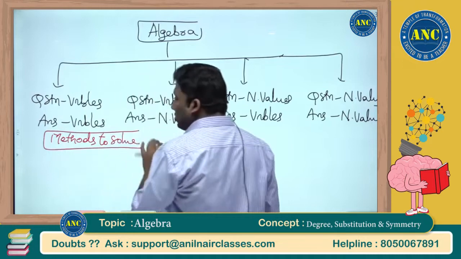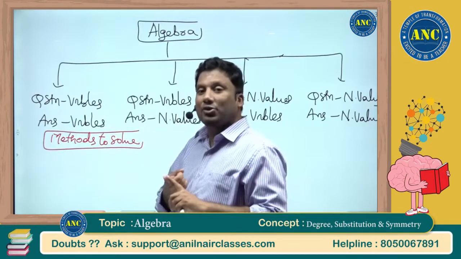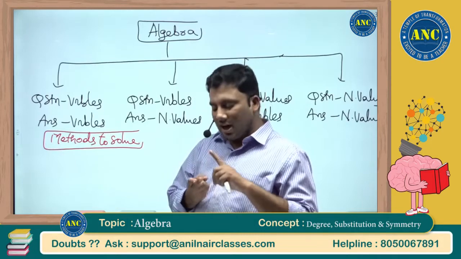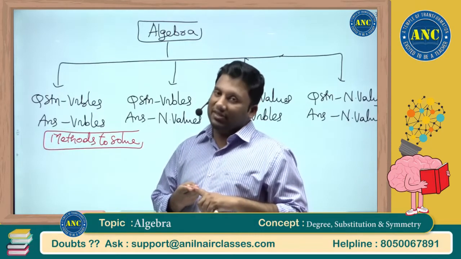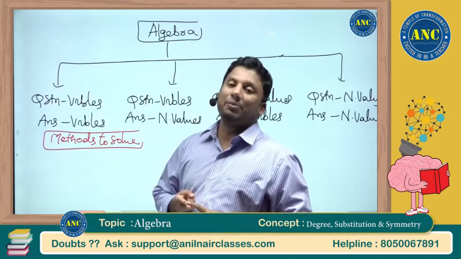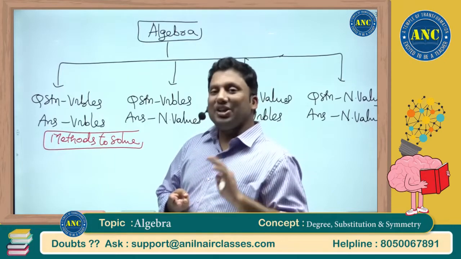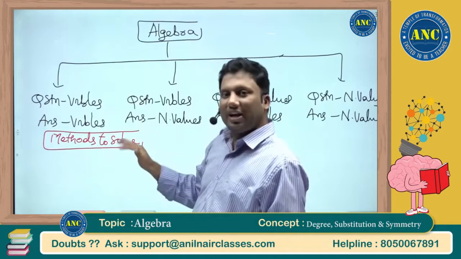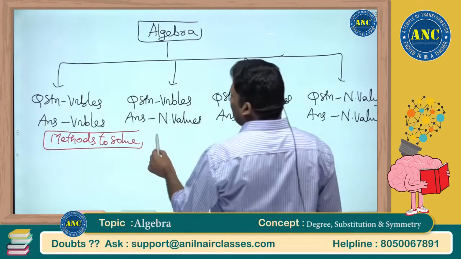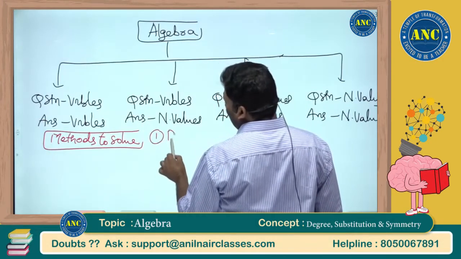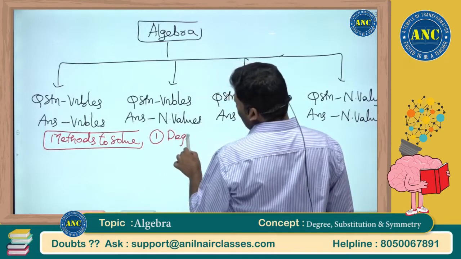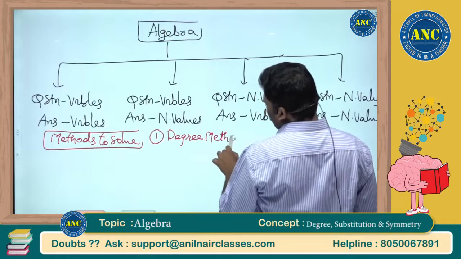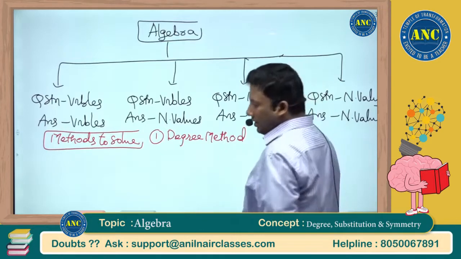Like in simplification, we used the digital sum concept, the last 2 digits concept, the divisibility rule concept, and the speed calculation technique. Similarly, in algebra also there are some methods to solve. What are those methods? One is the degree method.